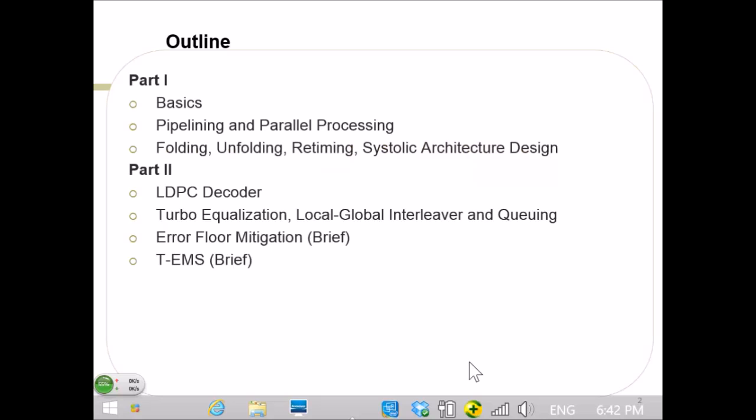In part 1, I will go over the basics and then talk about pipelining and parallel processing, and then folding, unfolding, retiming, and systolic architecture design. In part 2, I talk about the LDPC decoder and turbo equalization, and a new interleaver called local global interleaver, and the queuing. Then the two advanced topics are the error floor mitigation and the TMS. Those I would probably just mention, to say what they are.